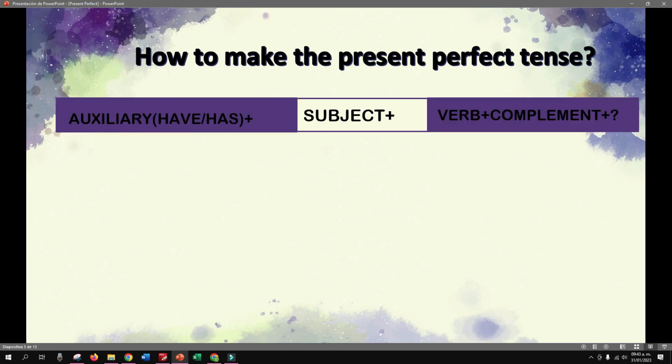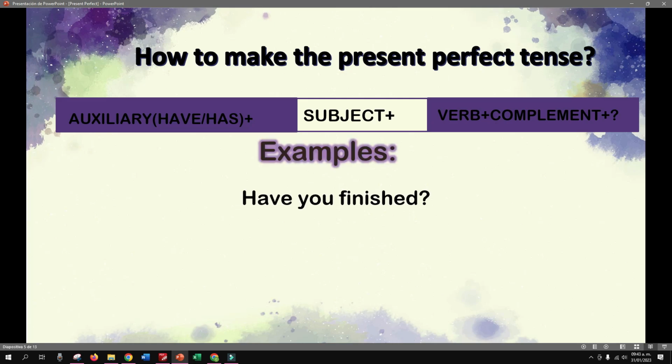Also, if you're going to ask questions, when you have any auxiliary, you need to write it first. So have or has, depending on the subject. Then you're going to have the subject of the question, the verb always in past participle, then the complement and question mark. This will be a yes/no question. For example, have you finished?